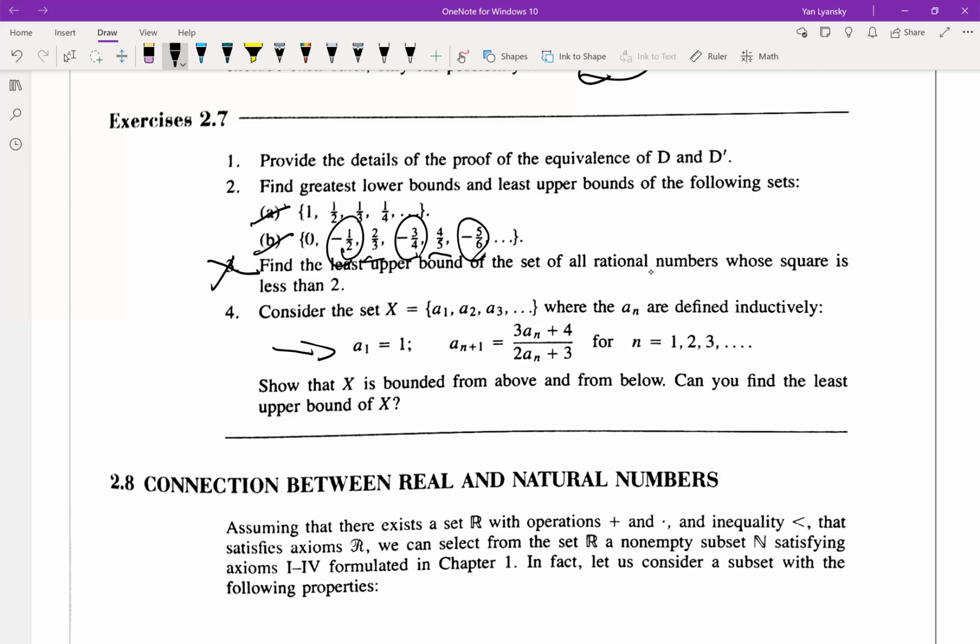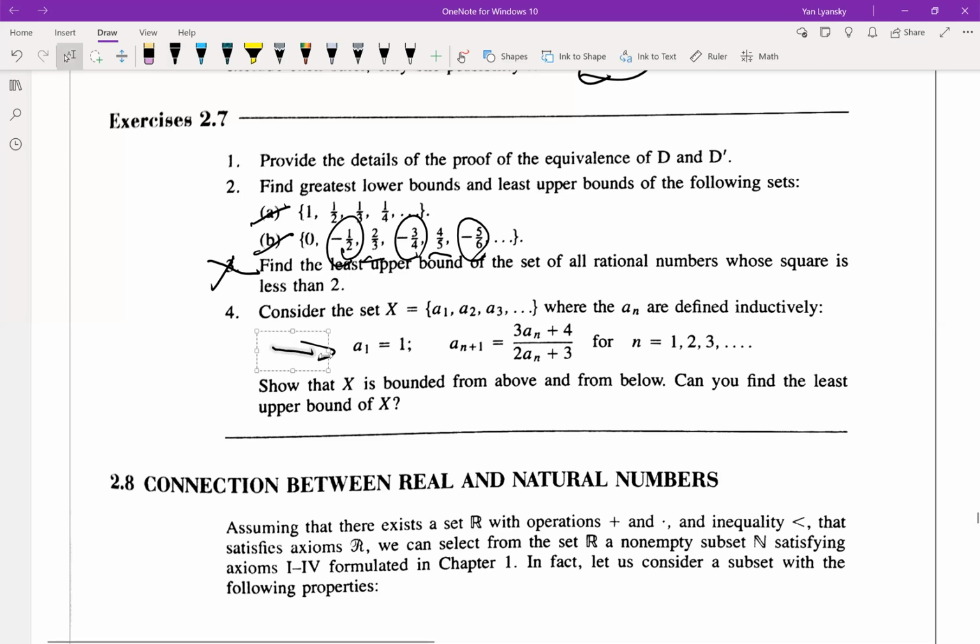It's self-explanatory, right? To get the next term, you take the term before it and do something to it. In this case, you do 3 times that term plus 4, divided by 2 times the term plus 3, and that gets the next term.